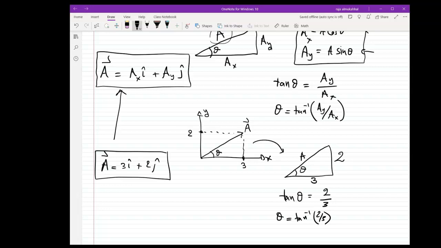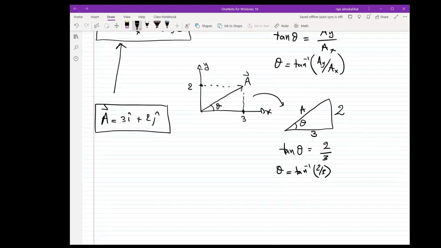And you can calculate this with me. Make sure that your calculator is on the degree mode. So I have here inverse tan of 2 divided by 3. The answer is roughly about 33.7. So the angle here is theta equals 33.7 degrees. There we go. Okay. Yeah, it doesn't look pretty. Theta equals 33.7 degrees.